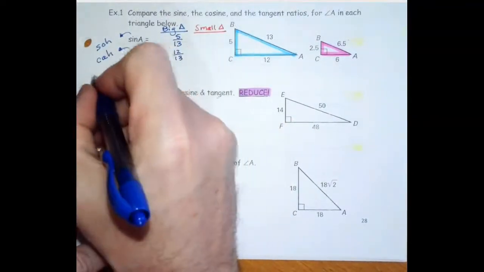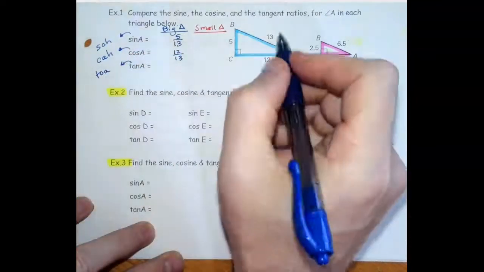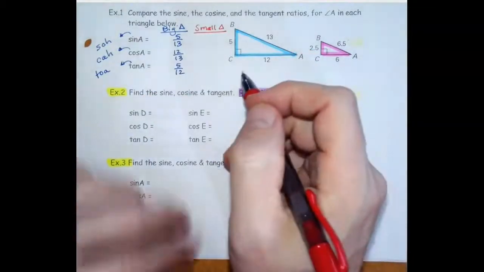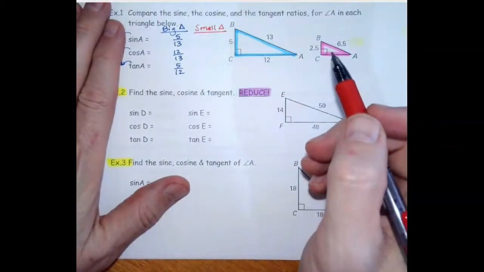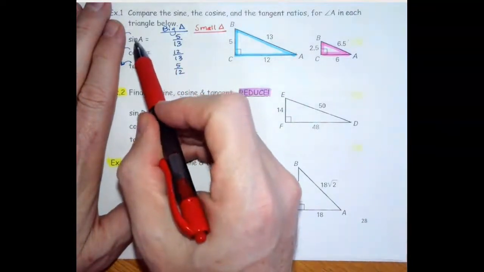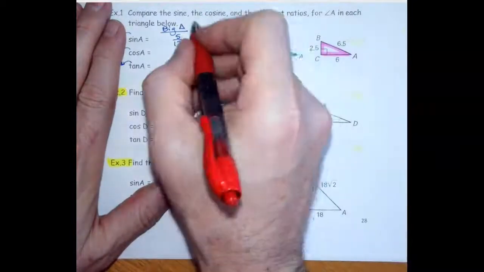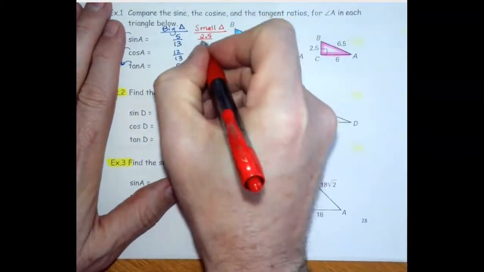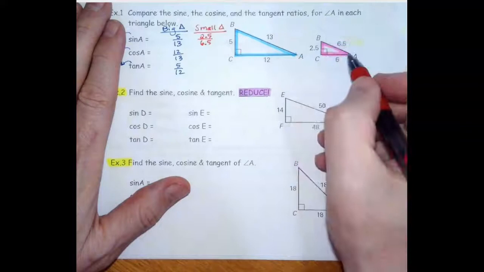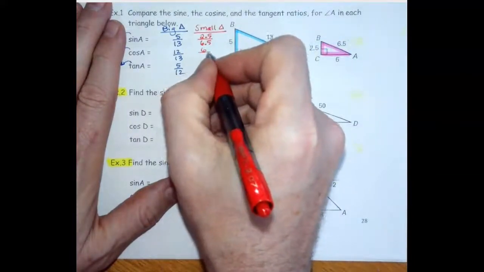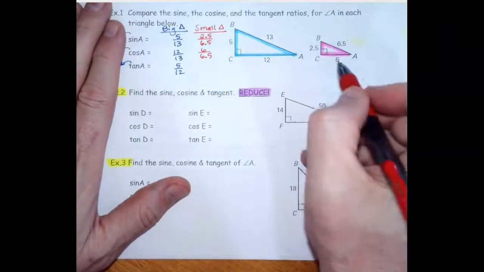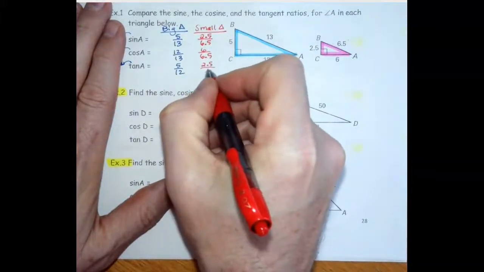And then finally here, tangent, that's TOA. Opposite over adjacent, so opposite over adjacent is 5 over 12. Now, let's try that again, and if you do this every time on the notes in the assignment, you should have these memorized by the end of that. So sine is SOH, opposite over hypotenuse, that's 2.5 over 6.5. Cosine is CAH. CAH is adjacent over hypotenuse. So that's going to be 6 over 6.5. And finally, tangent. Tangent is TOA. That's opposite over adjacent. So that's 2.5 over 6.